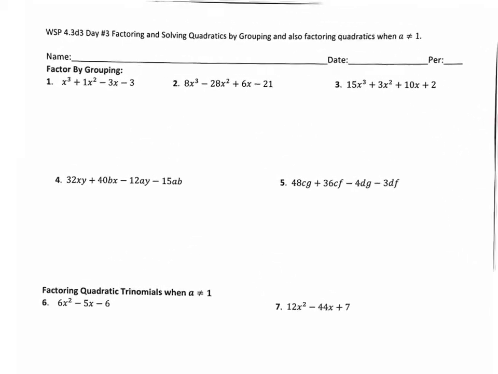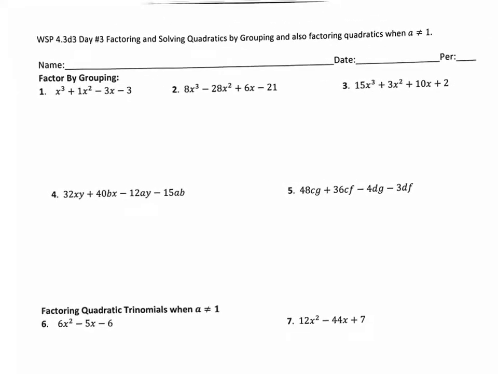I'm not here today. So I'm going to walk you through one question of each. That way you guys could know what to do. The first part of this worksheet, numbers 1 through 5, is factoring by grouping.